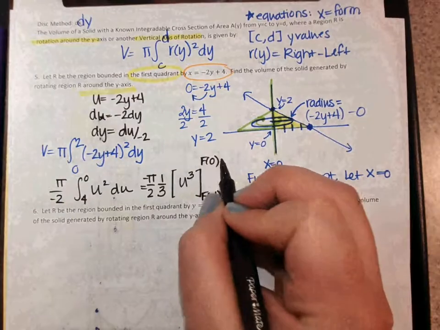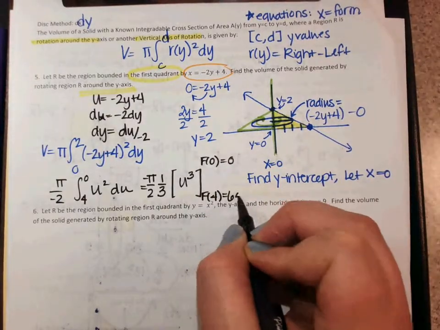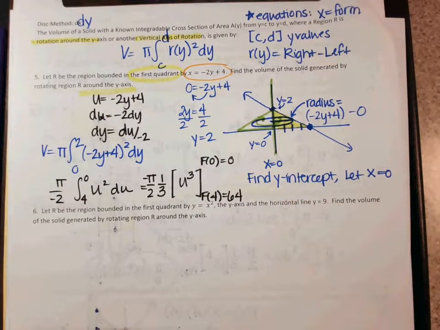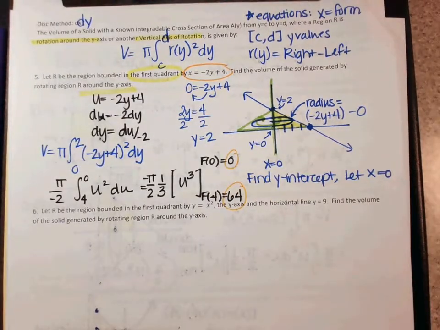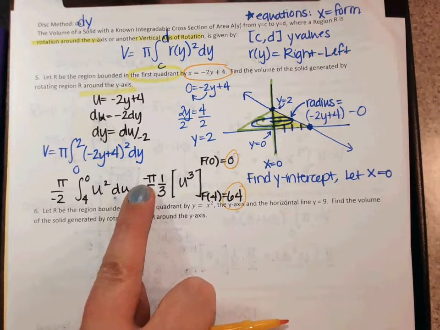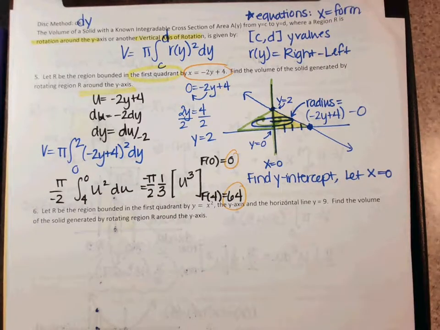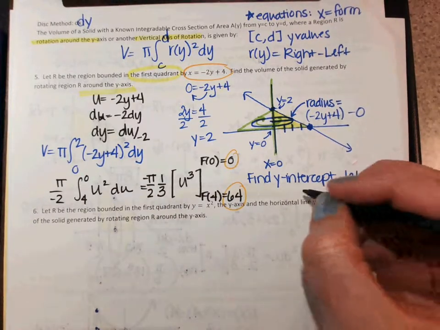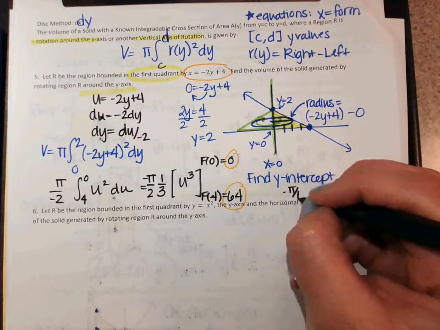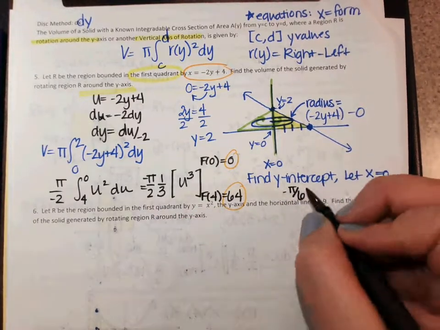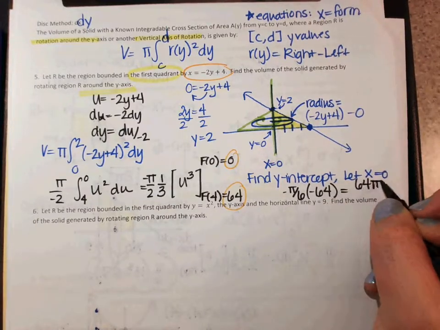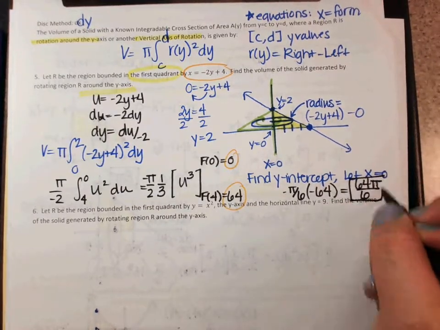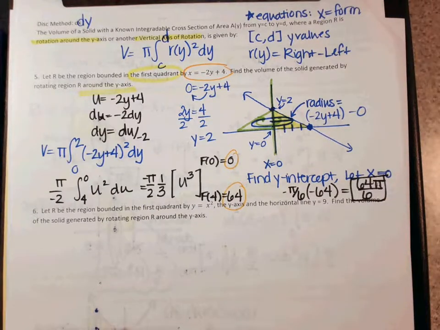0 cubed is still 0, 4 cubed is 64, but then here's where the negative goes away. When you do 0 minus 64, that comes out to be a negative, and that's going to cross out with that negative. So you would end up with negative pi over 6 because of the 2 times 3, and then times negative 64 becomes 64 pi over 6. Now, you could reduce that, or you could not. It doesn't matter.